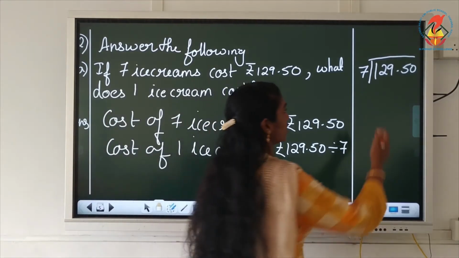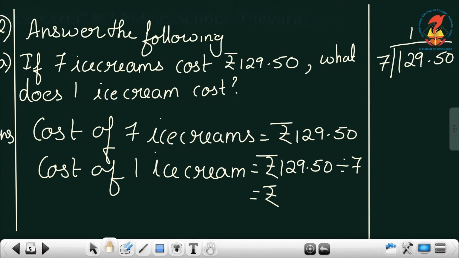7 ones are 7. 1 should be written above 2 because 2 is the last digit that you have taken. So 12 minus 7, you will get 5. Bring down 9. 7th table, a number less than 59. Yes, 7 8s are 56. So write 8 above 9, 56. When you minus, you get 3.